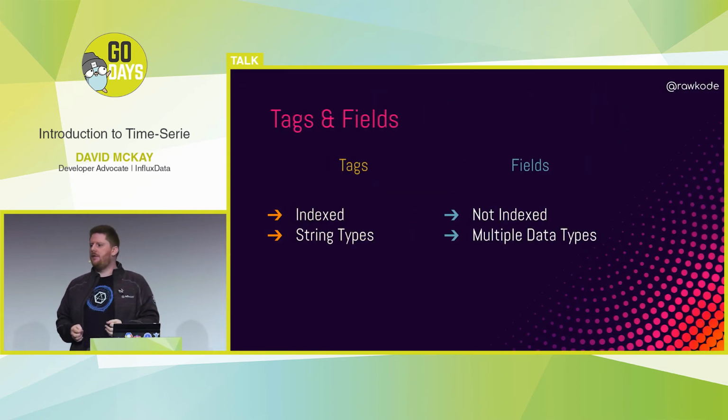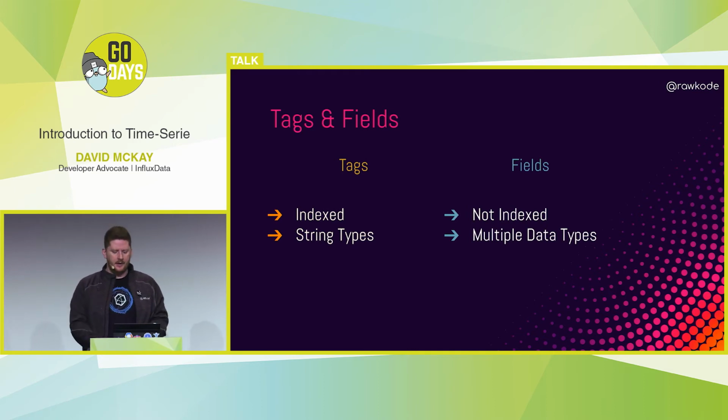Now, when we're talking about InfluxDB, when we talk about tags, we're talking about things that are indexed so that we can query our data and filter on those tags. It keeps it nice and fast. The limitation there is we only index strings, so your tag values can only be strings. Fields, on the other hand, can have multiple data types, and that's because they're not indexed. So they can be integers, they can be booleans, etc. They can even be objects.